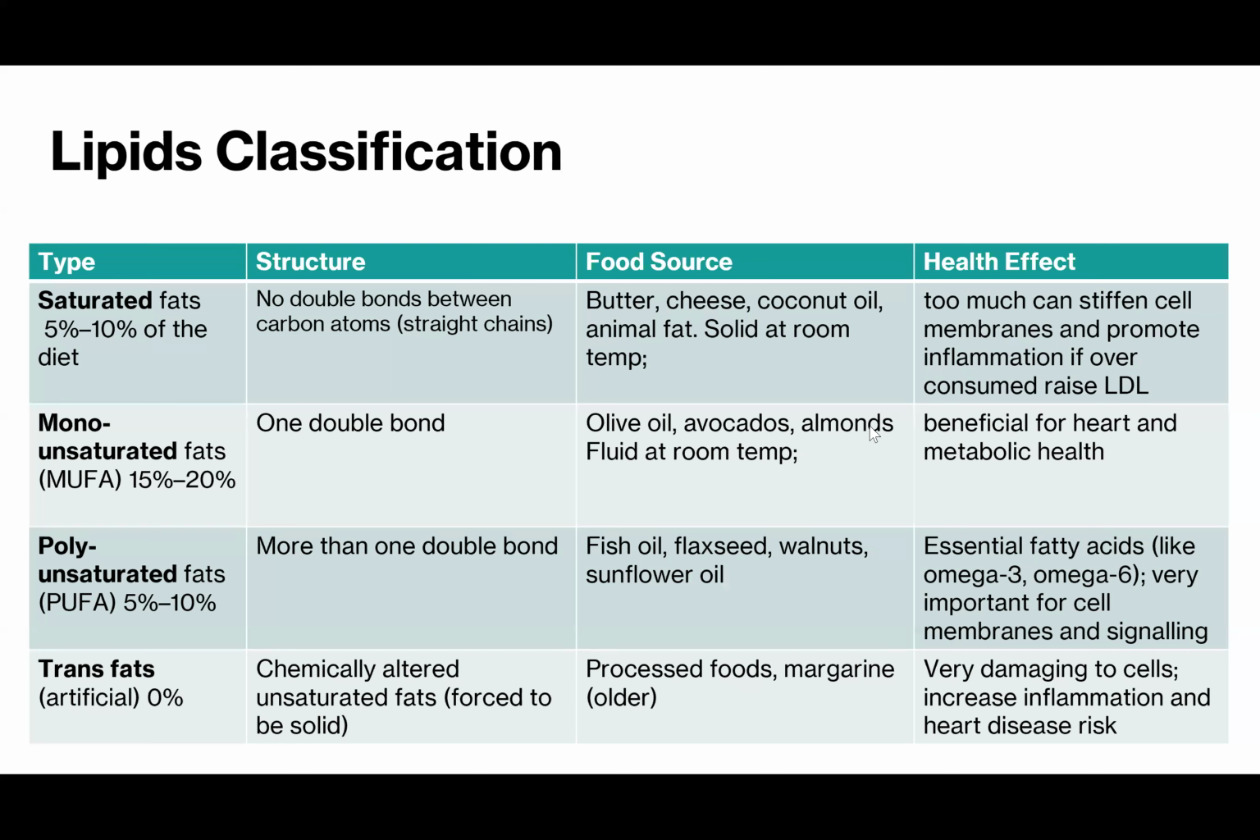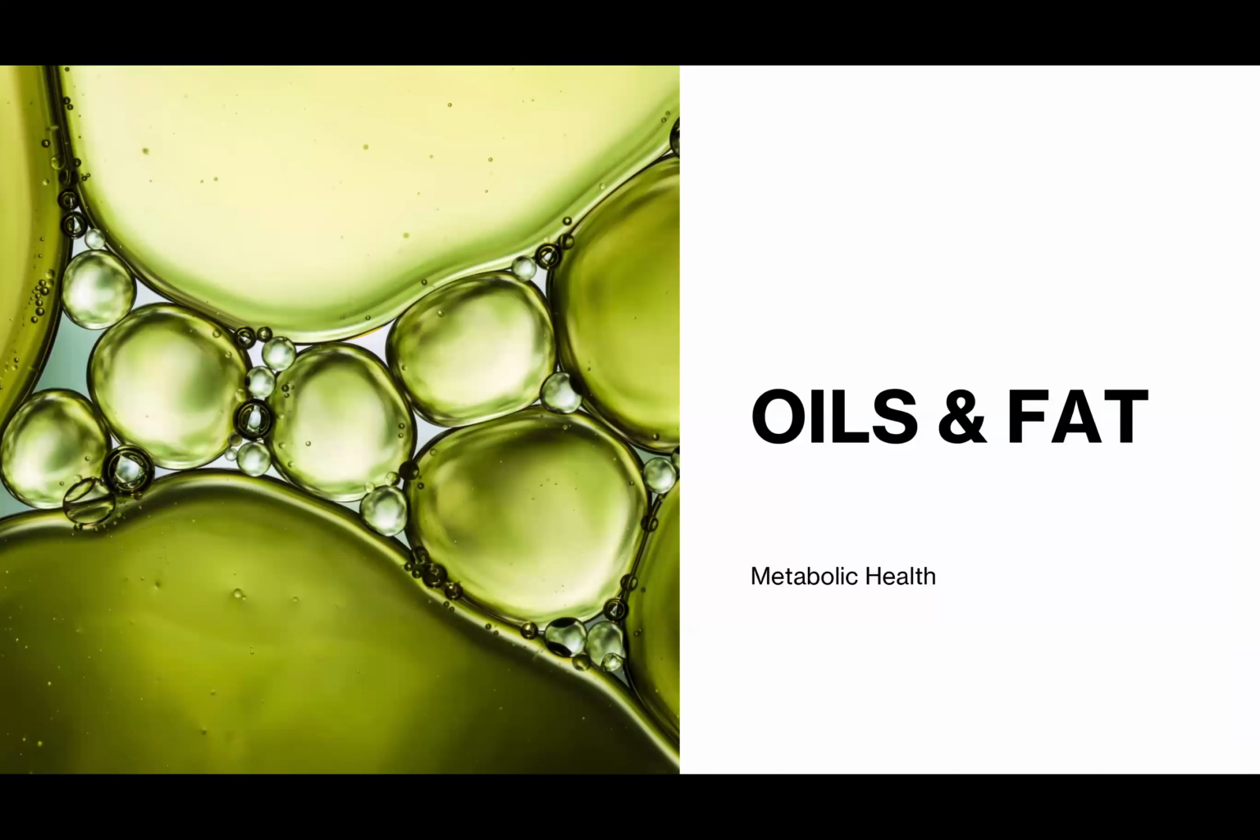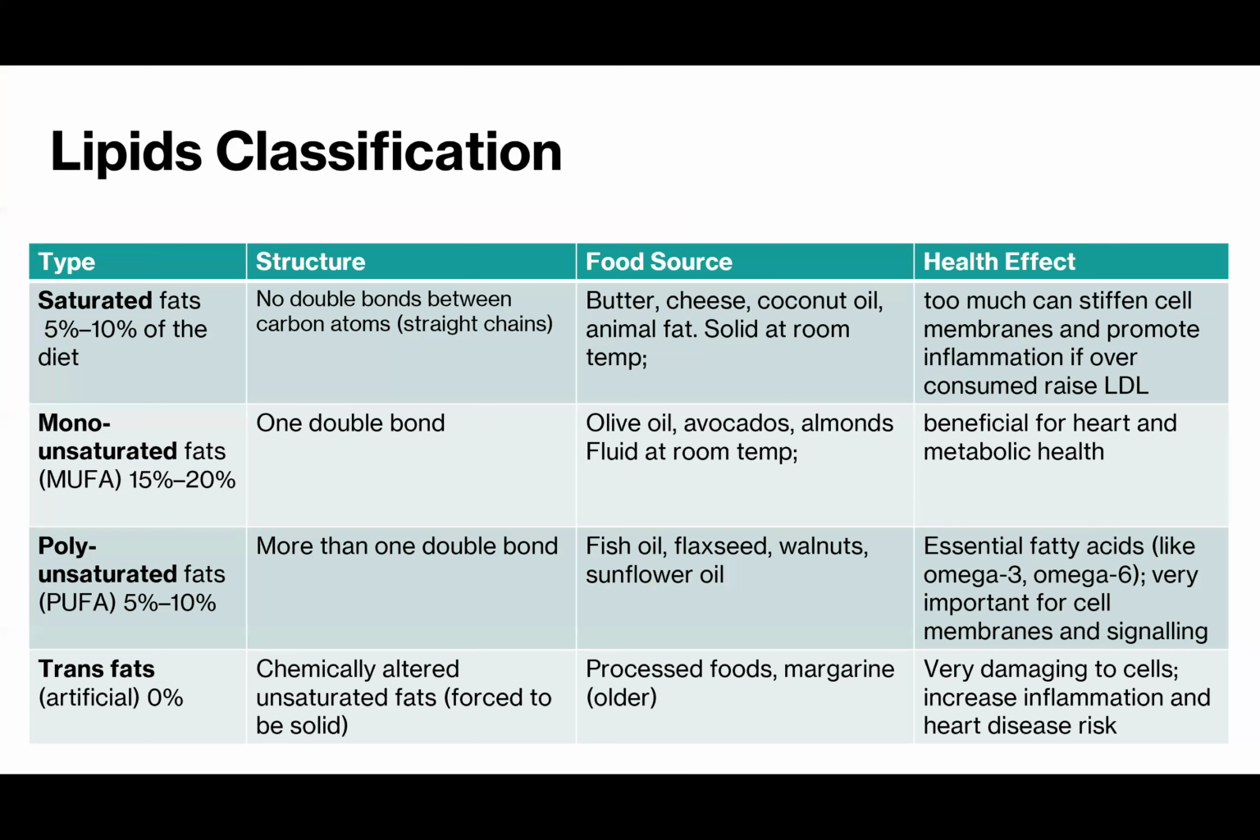So we're starting today with oils and fat and metabolic health, and how oils and fats affect our metabolism. First of all, I want to talk about lipids classification, and there are 4 different types. Of course, probably you heard about them: the saturated, mono-unsaturated, poly-unsaturated, and trans fat. So now I want to explain a little bit what's the difference between them and the importance for our metabolism.